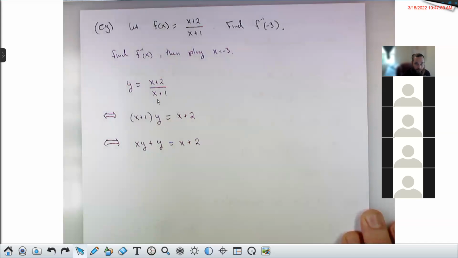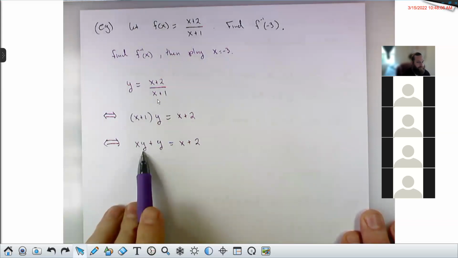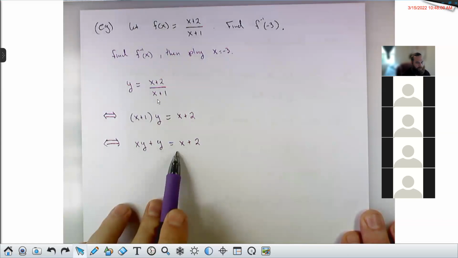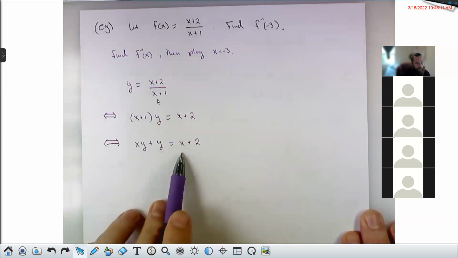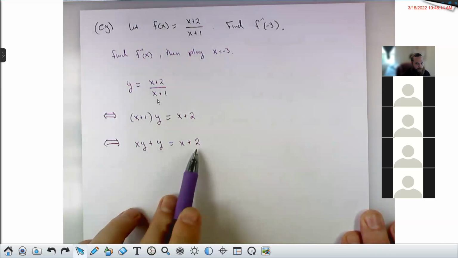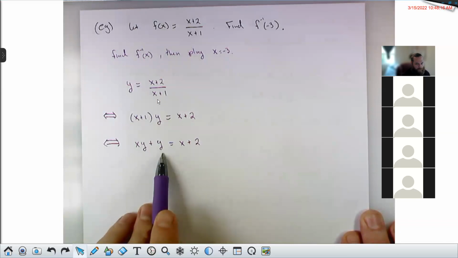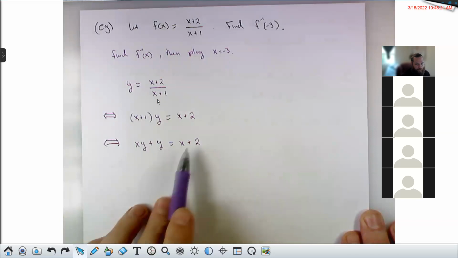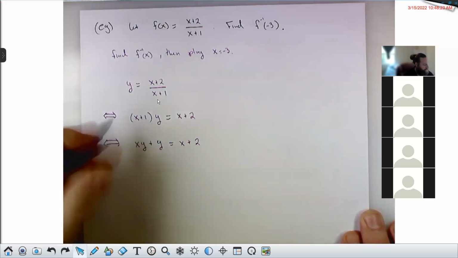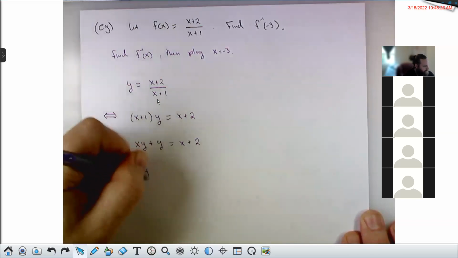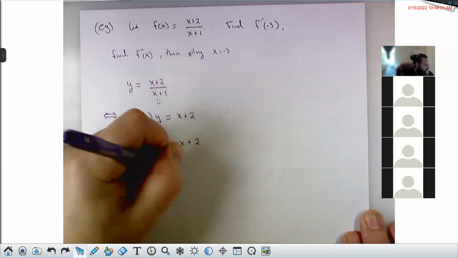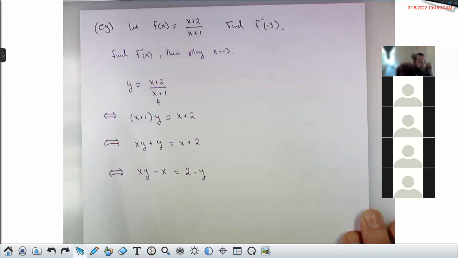Again, the intermediate step is to get all the terms with x on one side and all the terms without x on the other side. So here's a term with x. Here's a term with x. I want those two terms on the same side. Here's a term without x. Here's a term without x. I want those two terms on the other side. So I'm going to subtract this y over here. I'm going to subtract this x over here. That gives me xy minus x equals 2 minus 1.